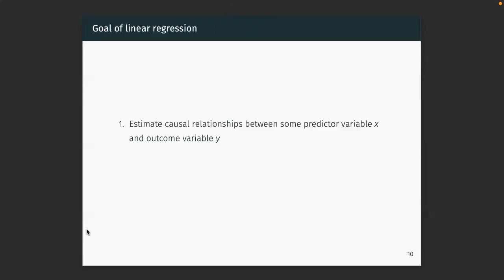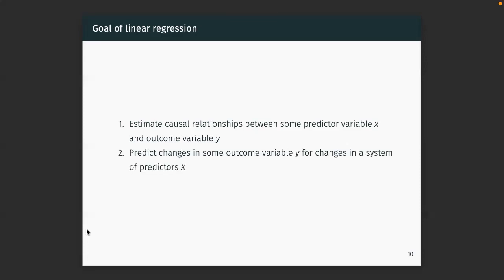Typically, in linear regression, we can have a couple of goals. A common goal is to estimate a causal relationship between some predictor variable x and some outcome variable y, or some dependent variable y and some independent variable x.